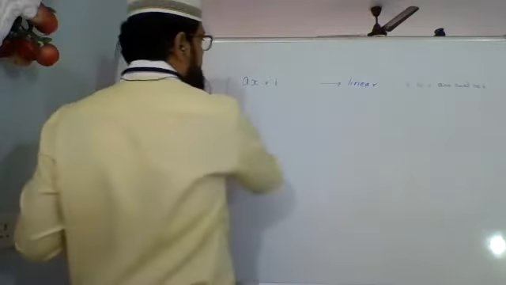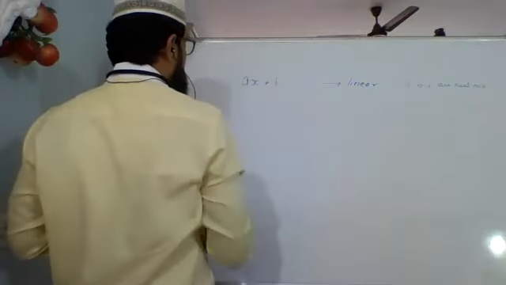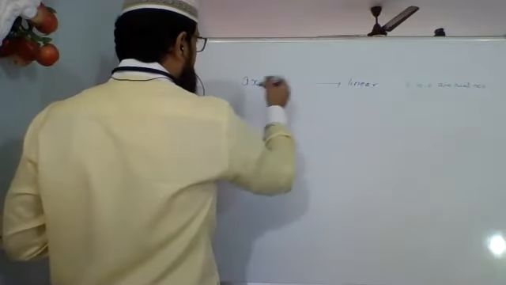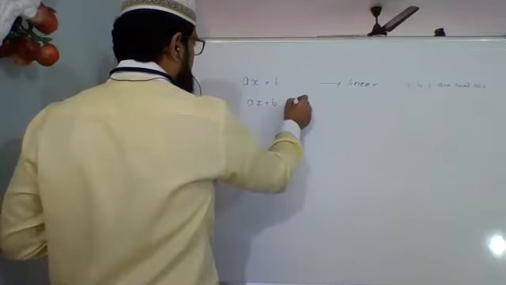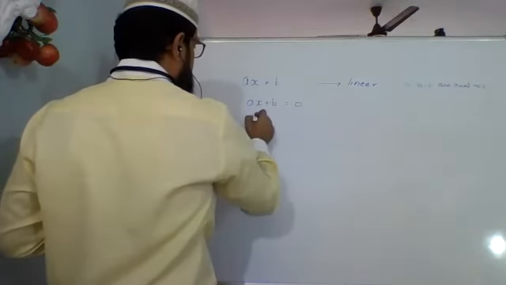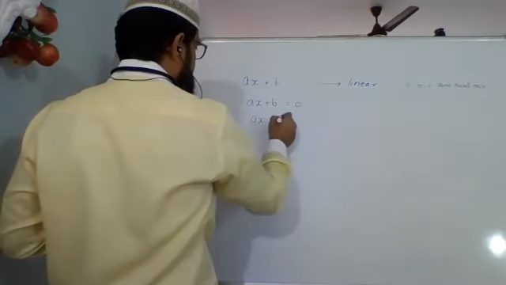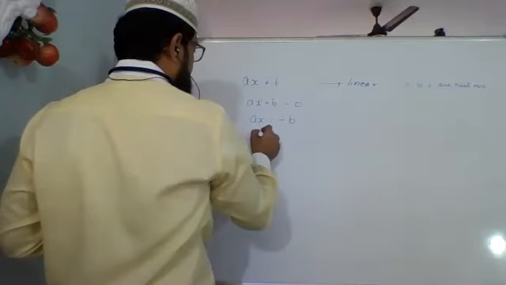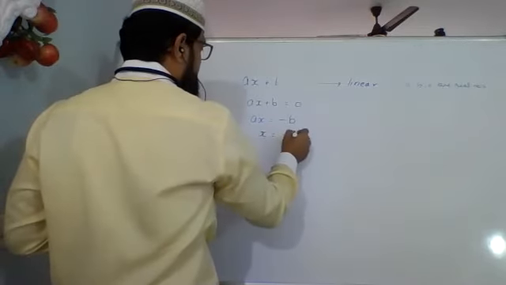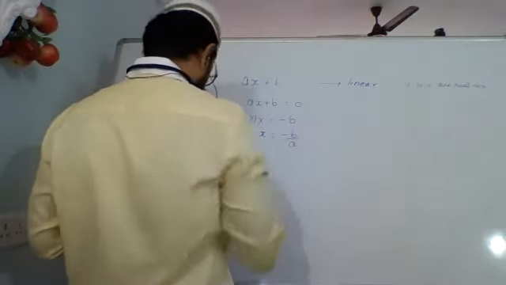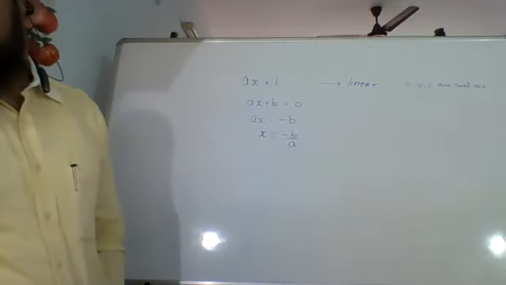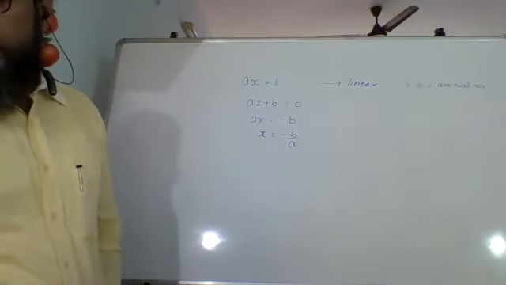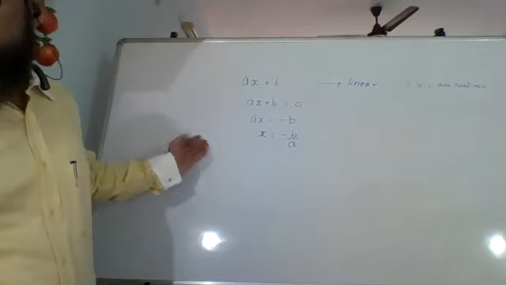If the linear polynomial is ax plus b, all I need to do is equate it to 0. So I can say ax plus b equal to 0. Shift b to the right hand side, it will become minus b. x equals minus b upon a. So I can find out the value of x by this method.